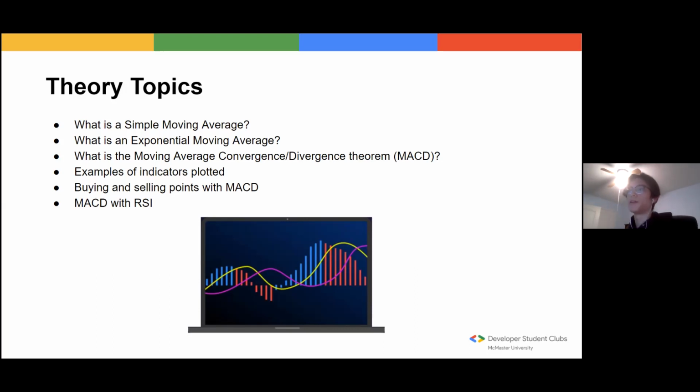So in this workshop, we're not only going to cover the theory, but also how to actually use this indicator to make informed decisions on whether to buy or sell. I'll be covering examples of when MACD is plotted on a graph to help us make those decisions. And then we'll finish off the theory section with an example of how MACD can be used with other indicators to boost its effectiveness. So the first topic that we're going to jump into is the simple moving average.